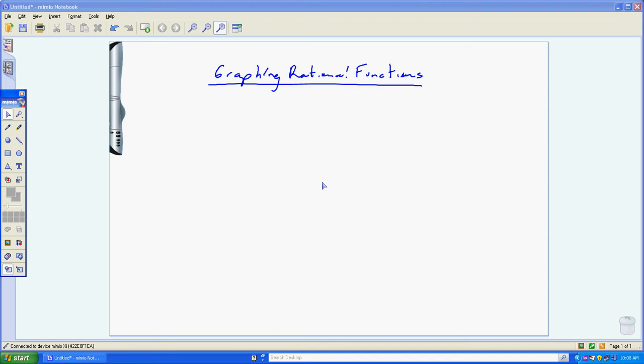So there's a couple things. There's properties of these that we deal with, asymptotes and all that stuff, because it's really fractions. So we'll get the easy stuff out of the way, the vertical asymptotes.